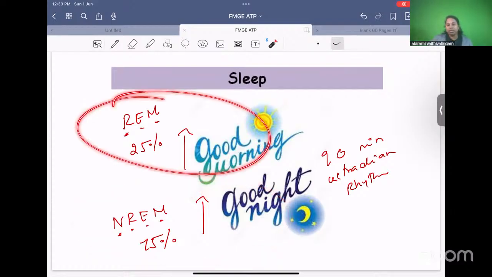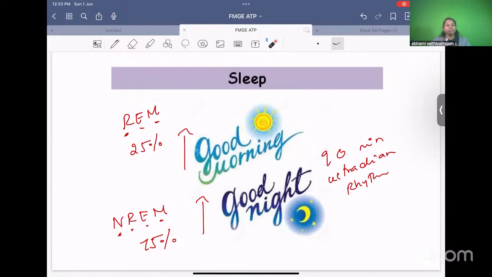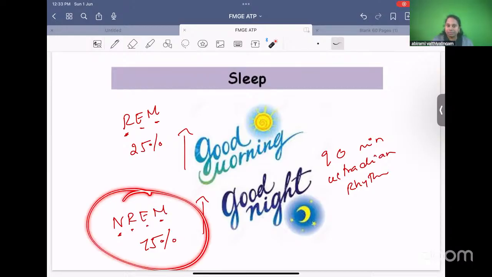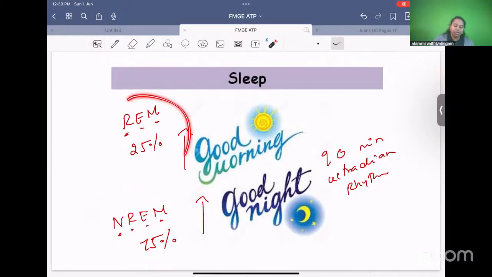When you say good morning and you get up in the morning, we get up from REM sleep, rapid eyeball movement sleep. Throughout the night, there is a switchover. Every 90 minutes, there is a change between NREM and REM. This is called ultradian rhythm. The sleep wake cycle is circadian rhythm. Only the night sleep cycle is ultradian rhythm. Overall, 75% of the sleep is spent in NREM, only 25% in REM.